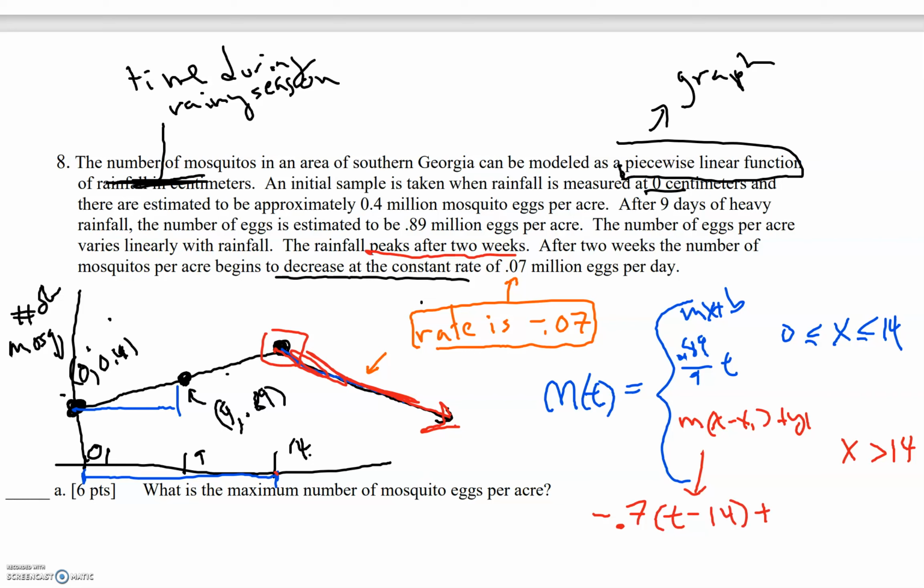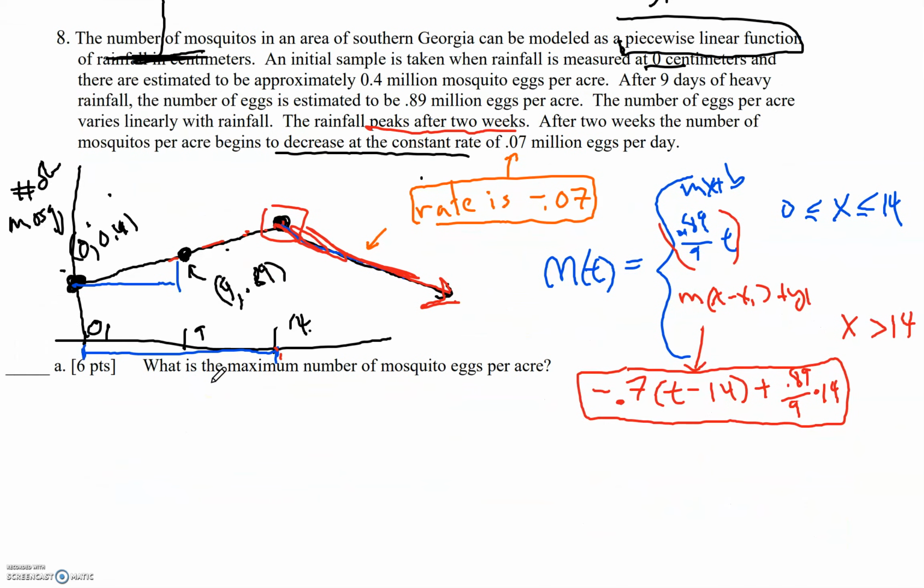And then the only thing I don't know is what is y1. So to get y1, I just want to know, since these two lines connect, if I can just figure out what this first line is at 14, then I'll know what the second line is at 14. So basically, I just need to put 14 into this. So that's going to be 0.89 over 9 times 14. And this will be my second piece. Now, I haven't simplified it, but that is the equation. Okay, so there's my model.